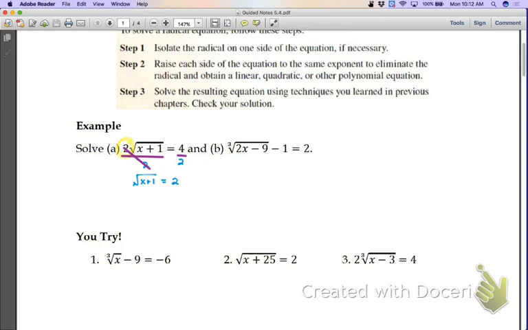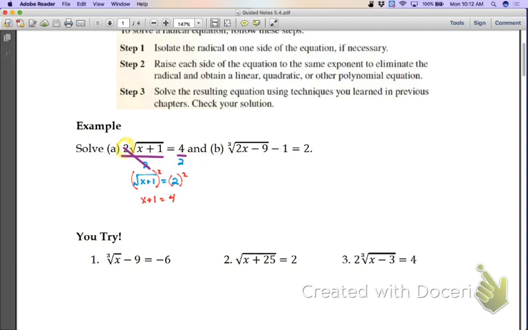Now, it's the opposite of what I did whenever I had an x squared before. Before, whenever we solved quadratics, we took the square root of x squared. So now if we have a square root, how am I going to get rid of it? What do I need to do to both sides? Square it, right? So I need to square each side of my equation. What am I left with on the left side? X plus 1 and 4, right? I need to isolate x. I need to get x by itself.